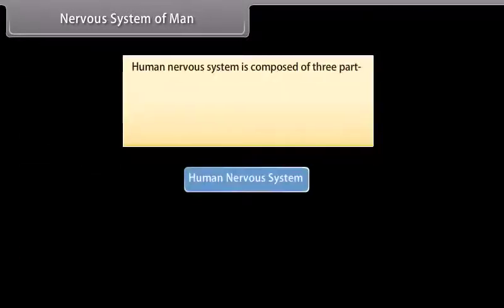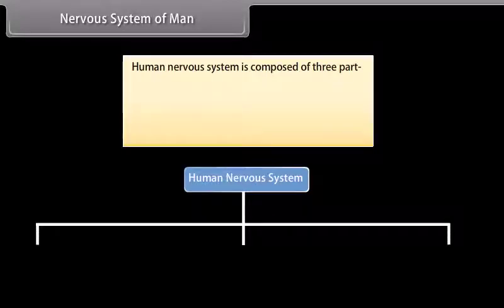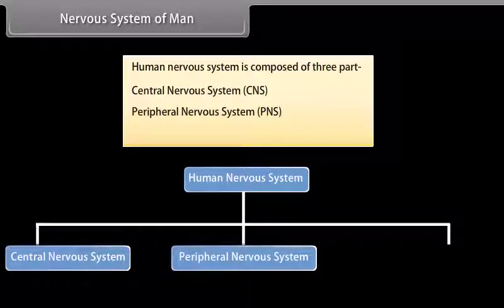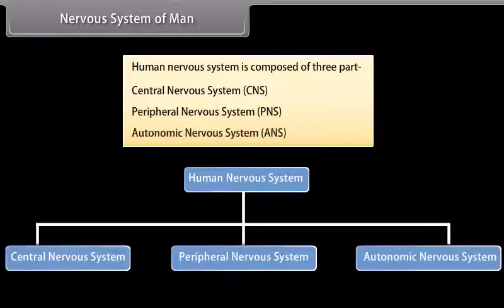Human nervous system is composed of 3 parts: central nervous system, CNS, peripheral nervous system, PNS, autonomic nervous system, ANS.